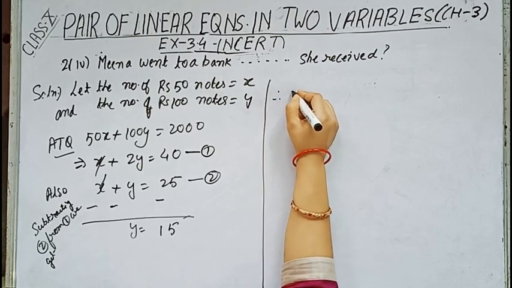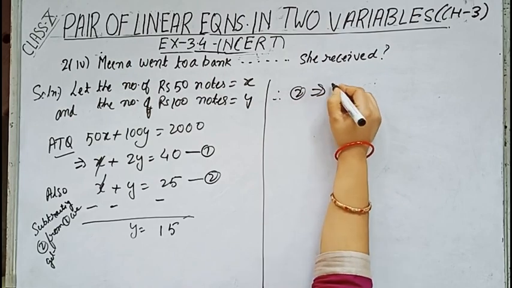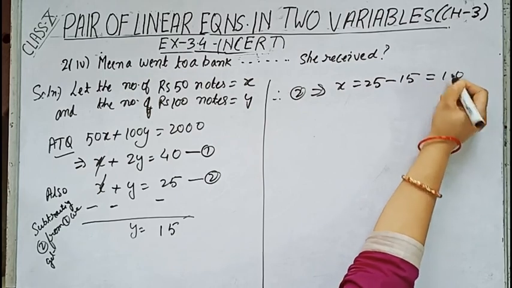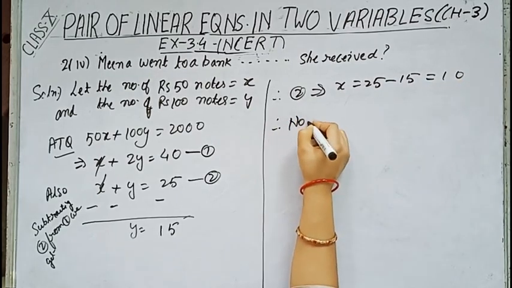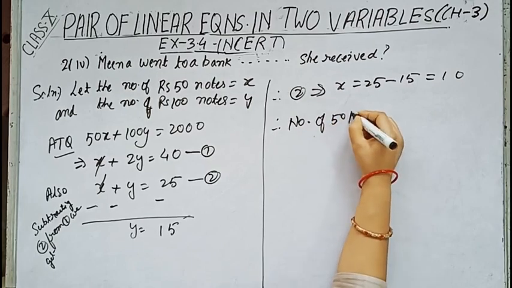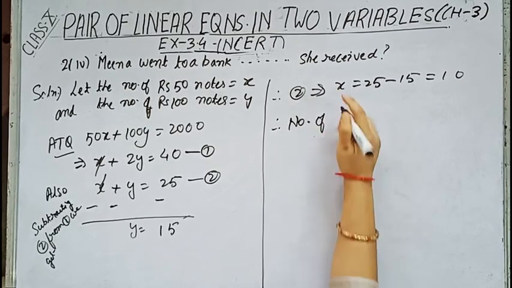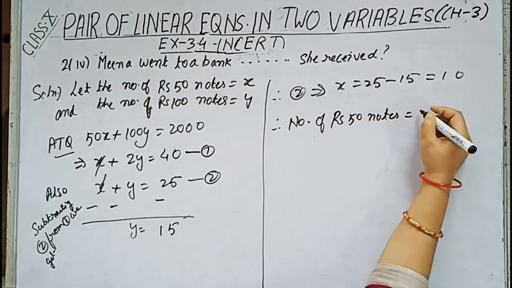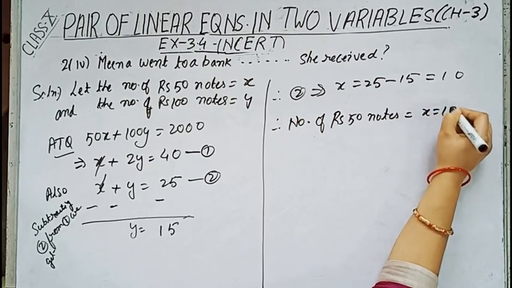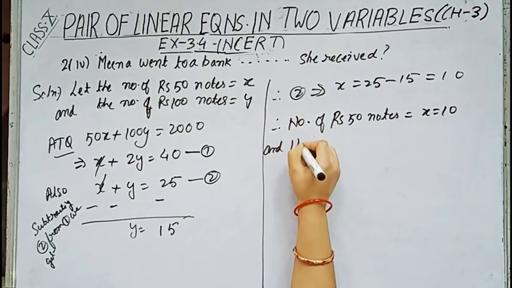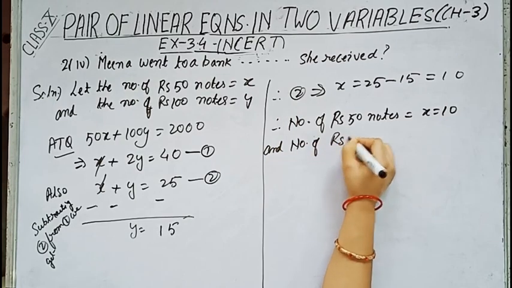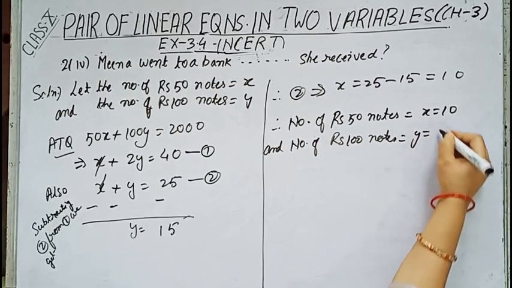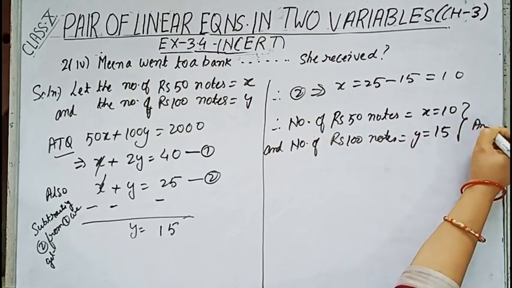Therefore, equation 2 implies x equals 25 minus 15 equals 10. Therefore, the number of 50 rupees notes equals x equals 10, and the number of 100 rupees notes equals y equals 15, and this is the answer.